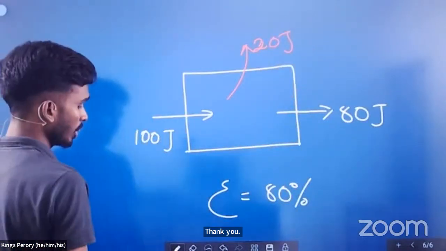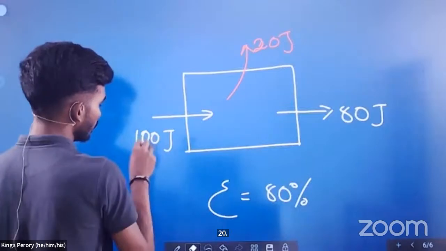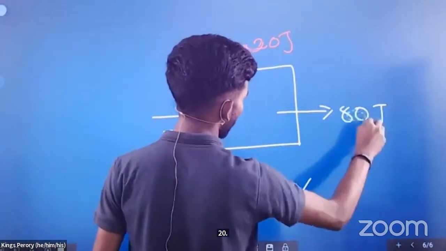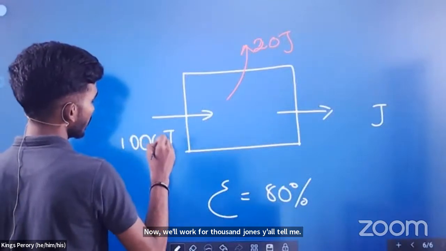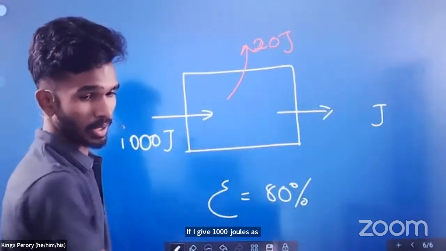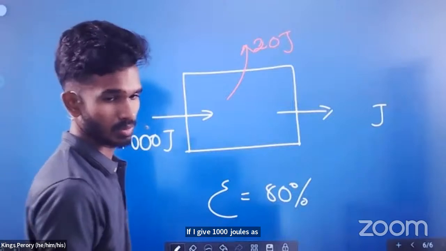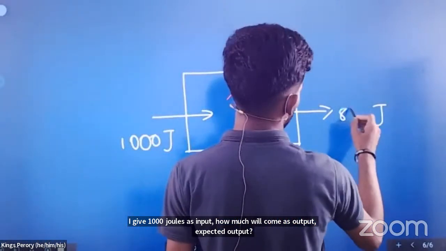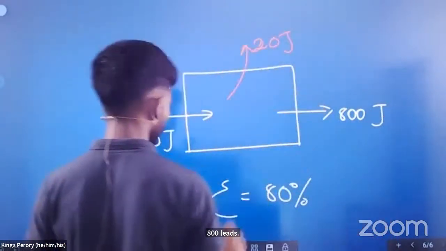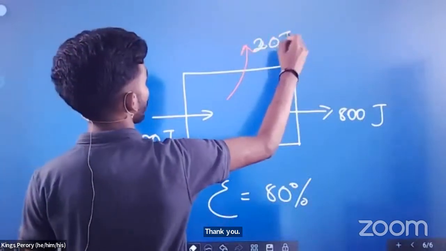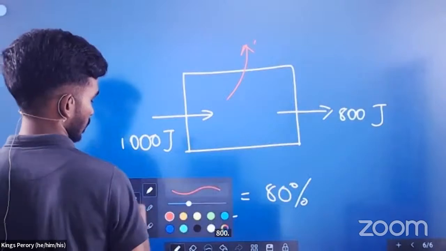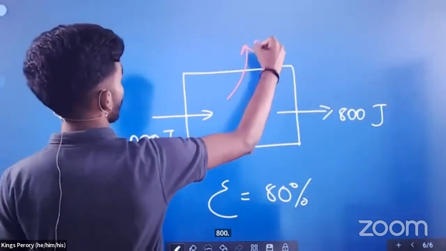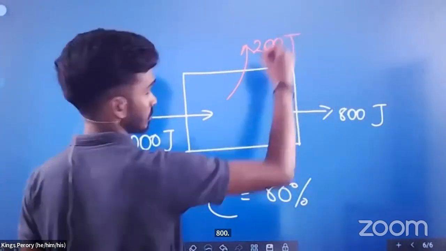It doesn't always need to be 100 joules. Now we'll work with 1000 joules. If I give 1000 joules as input, how much will come as expected output? 800 joules. How much is the wastage? 200 joules.